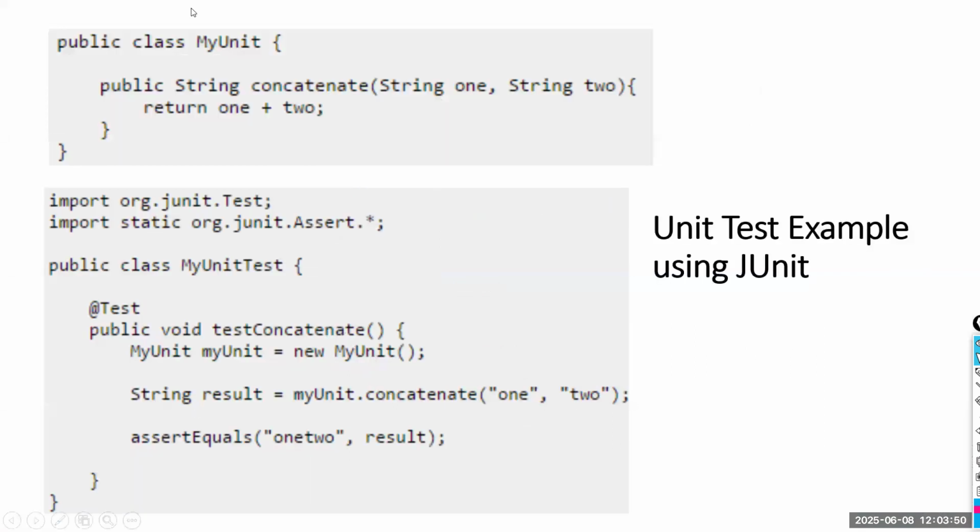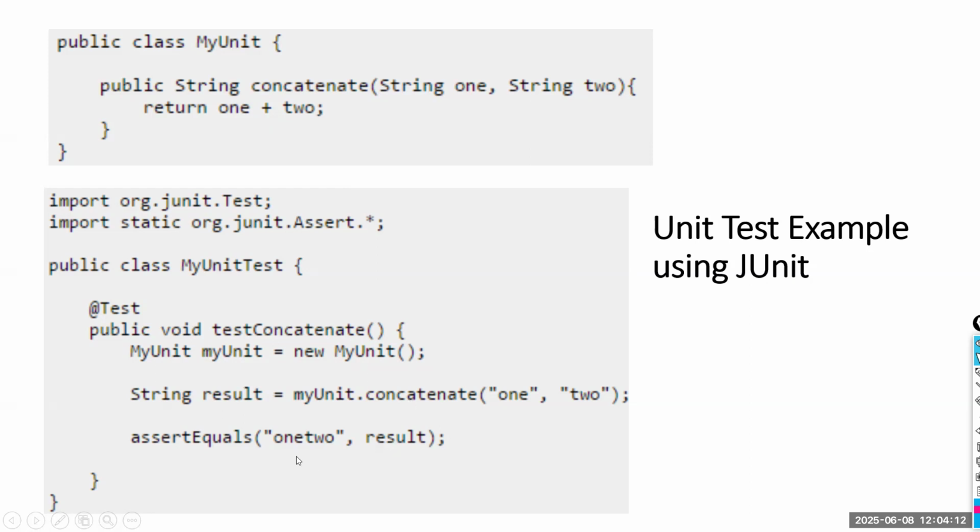Right. So once you write your class and method, you can write your unit test method like this. That is what I tried to do, but I'm getting a stupid error saying string is not resolved. Okay. So then you create an object of this class and call the method, and check whether we get the correct result.